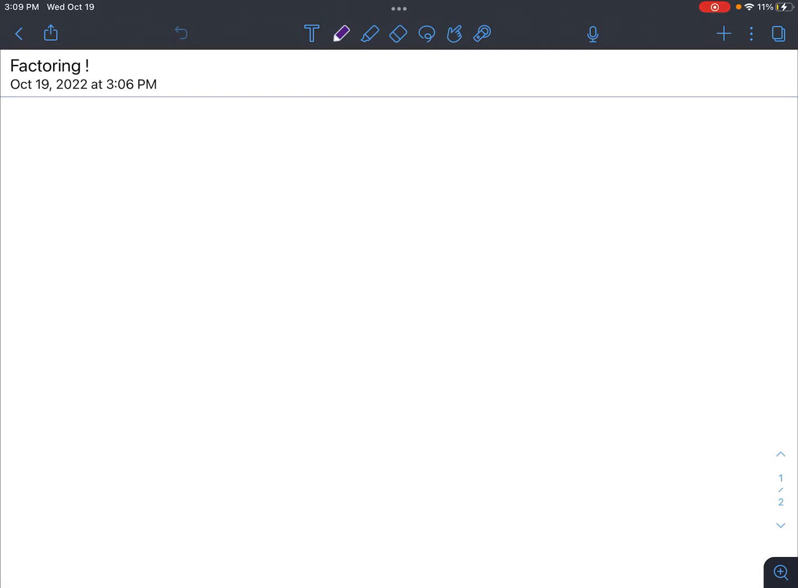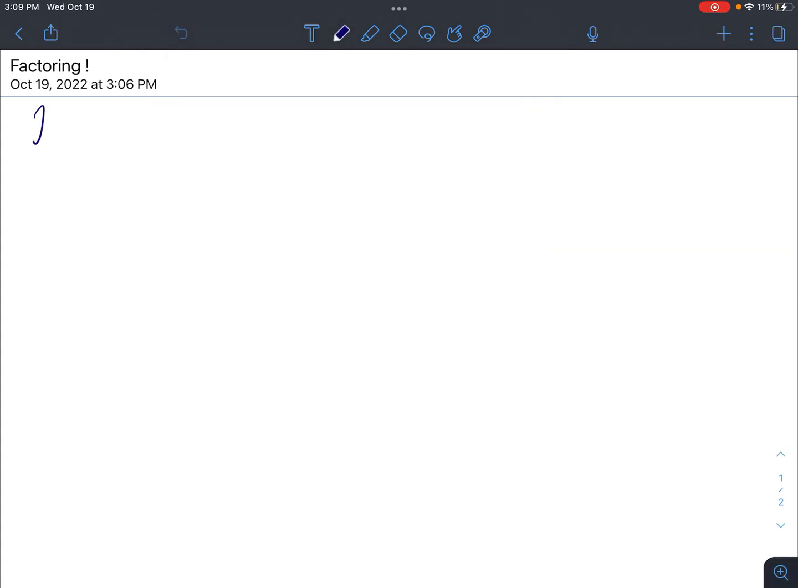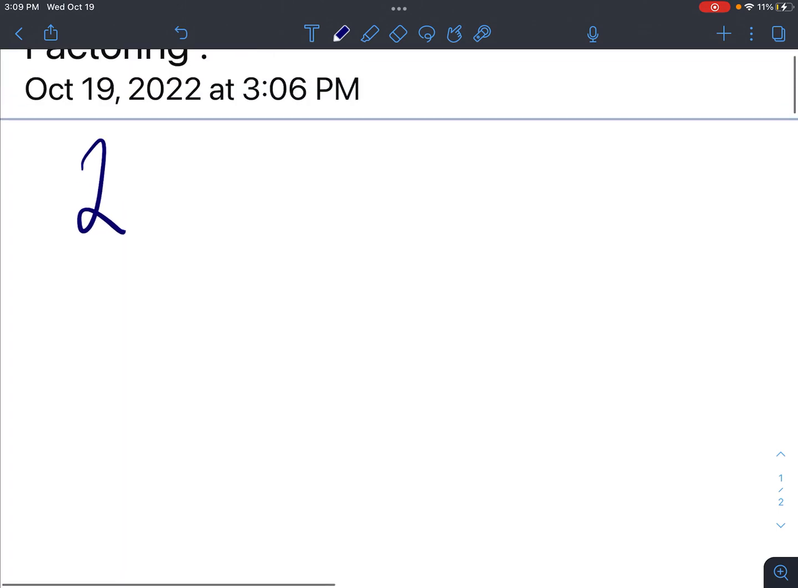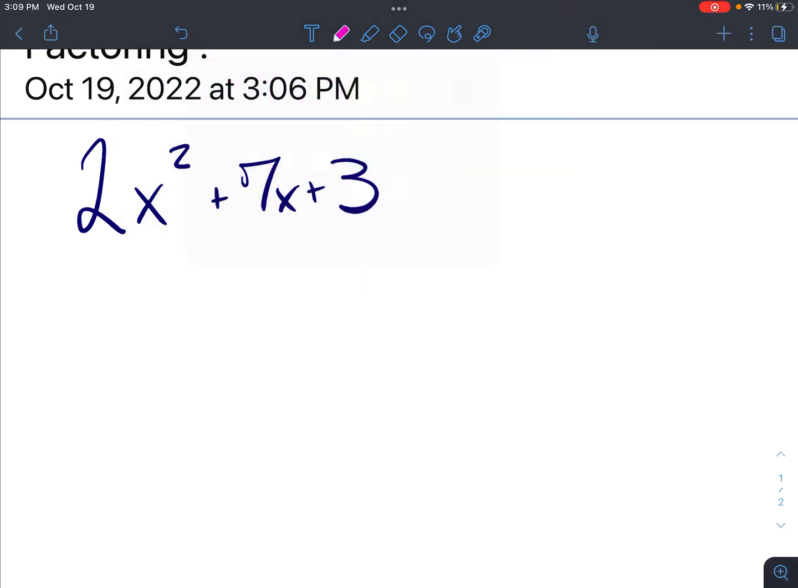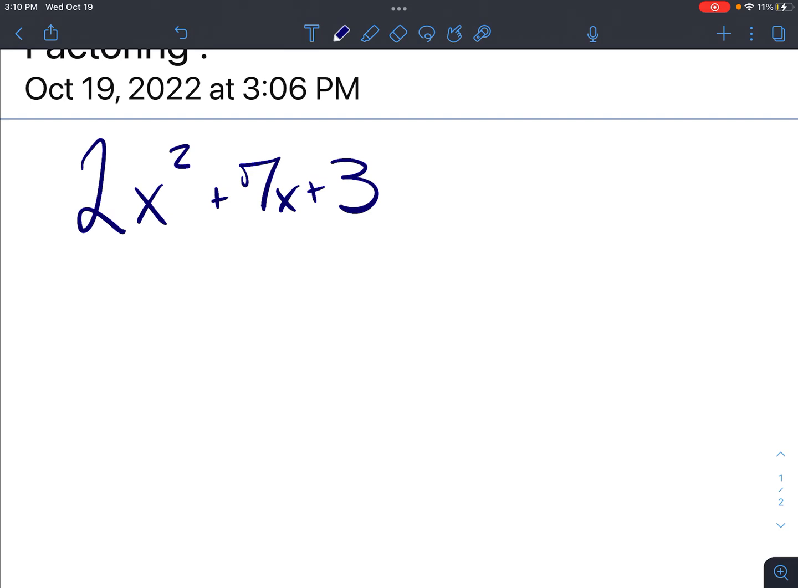All right, gentlemen, so today we're going to be talking about factoring when our leading coefficient isn't 1 and we can't factor anything out. So, we're going to be looking at something like this. Let's go 2x squared plus 7x plus 3. Our leading coefficient is not 1 and we can't factor anything out of this. 2 is not a factor of 7 or 3. So now we need to think about a new way to do this.